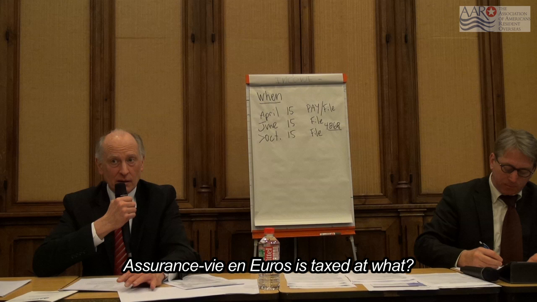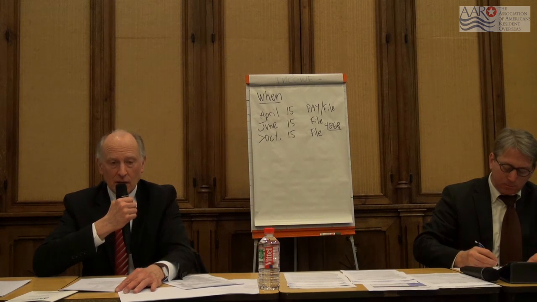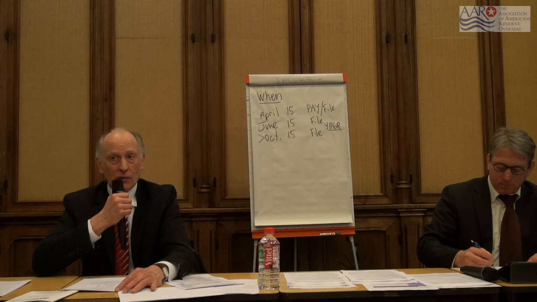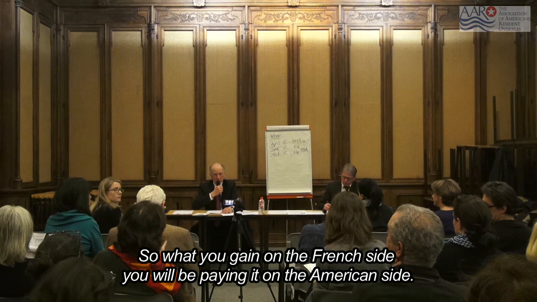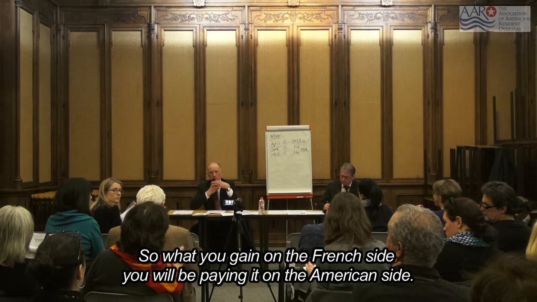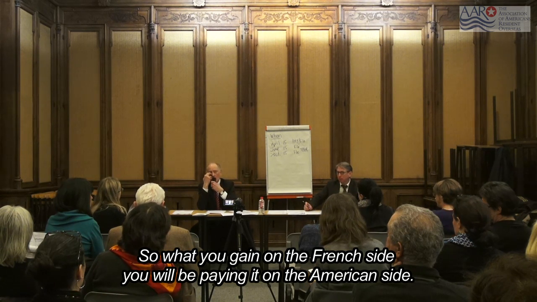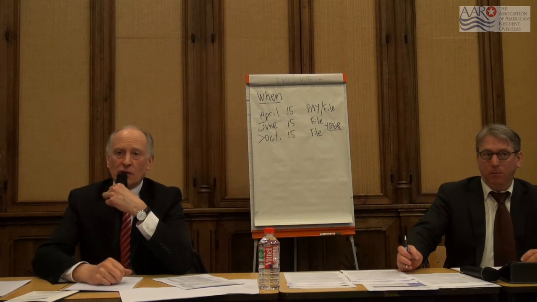Assurance vie en euro is taxed at what? On euro, your earnings every year are taxed as regular interest. Regular interest. So the 8% or whatever that you're gaining on the French side, you'll be paying on the American side. Depends what rate you're in the U.S.